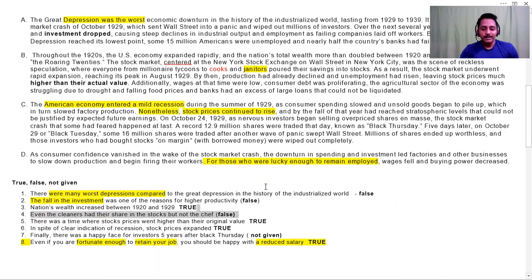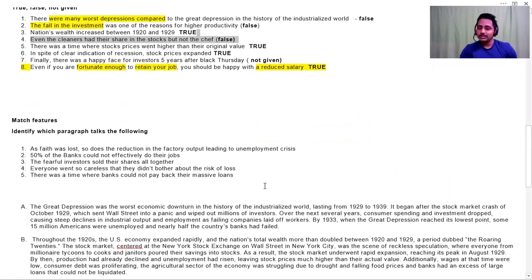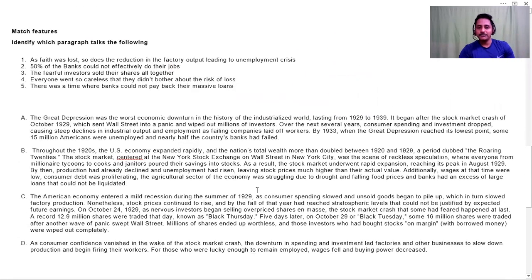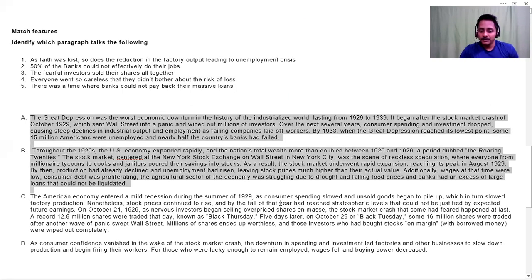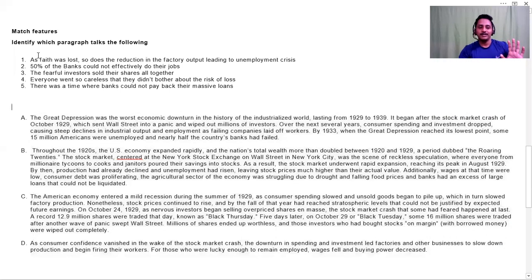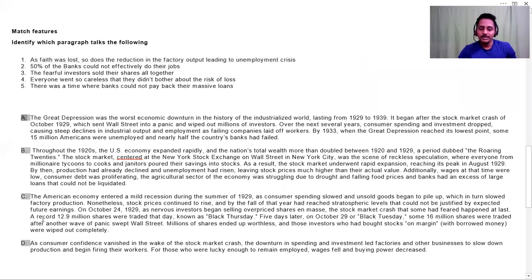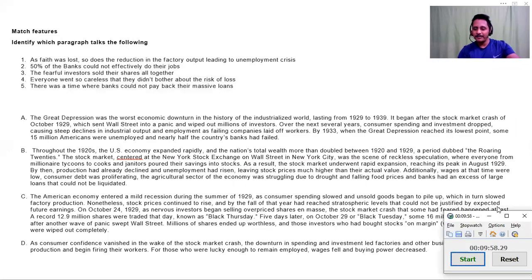Okay, fine. So we're going to go to match features. This will definitely be there for 6 to 8 marks, or 4 to 5 marks in the exam. What is match features? A paragraph is given. You just have to say, for example, 'as faith was lost, so did the reduction in the factory', which paragraph told this? Is it A, B, C, or D? Something like that, all 5 questions. I'm going to give you 4 minutes for this. You've already read the paragraph, so you won't need more time.